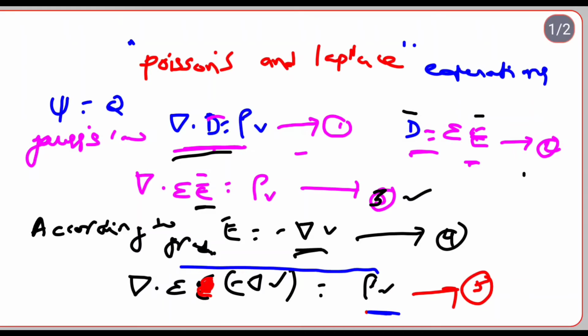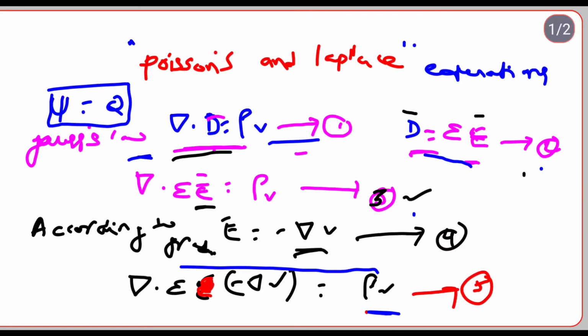Let us see briefly how we obtained Laplace's and Poisson's equations. The first is from Gauss law in point form. Simple Gauss law is psi equal to q, but according to Gauss law in point form, del dot D equal to rho V, equation 1. The relation between D and E is D equal to epsilon E, equation 2. Substituting equation 2 in equation 1, del dot epsilon E equal to rho V, equation 3. The potential gradient formula is E equal to minus del V, equation number 4.